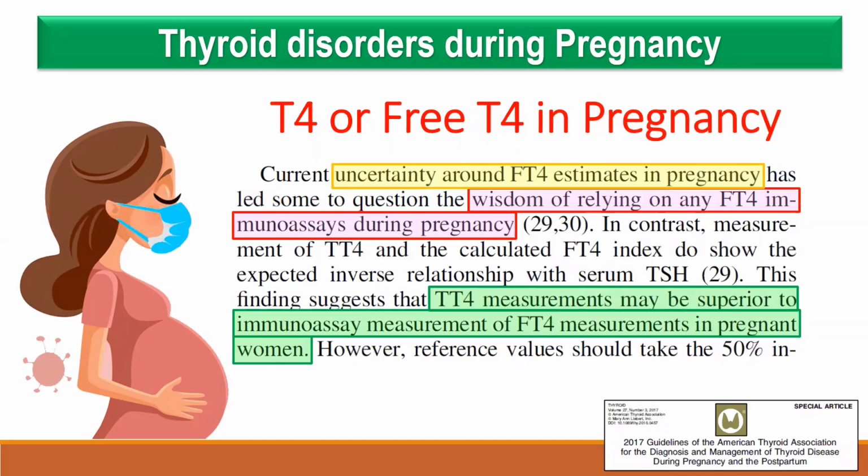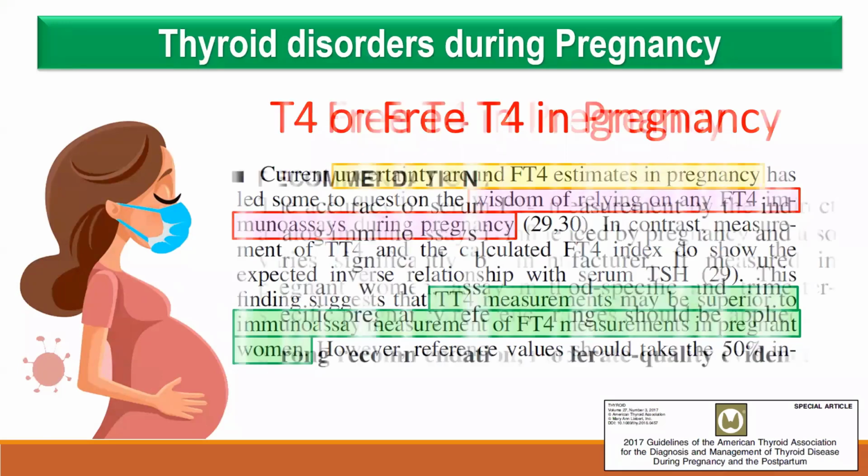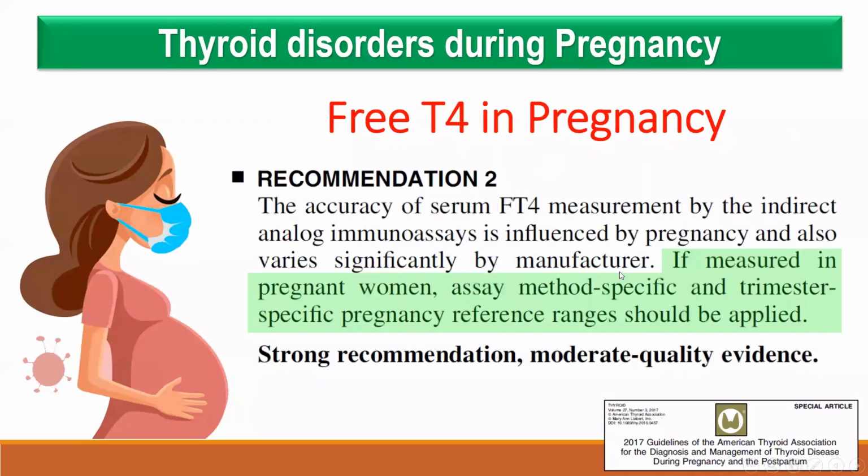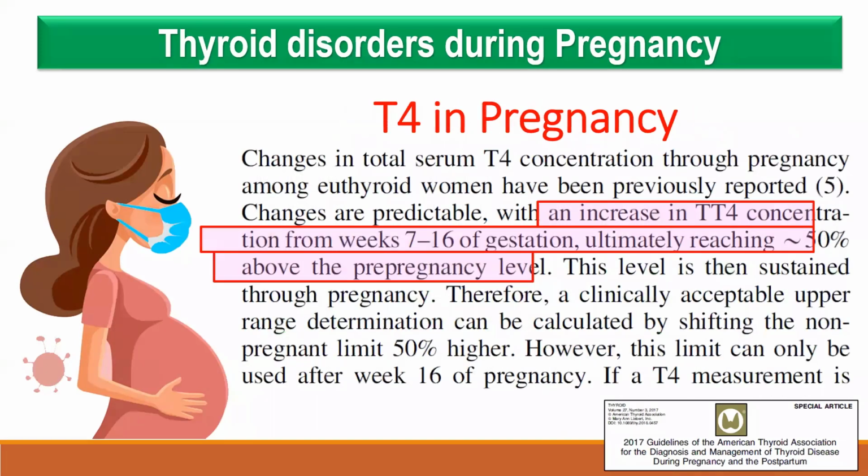There is current uncertainty around FT4 estimation in pregnancy, and the wisdom of relying on any FT4 immunoassay during pregnancy is questionable. In the guidelines, they recommend that total T4 measurement may be superior to immunoassay measurement of FT4. Why is FT4 not accurate? We should use a pregnancy-specific assay method, and the trimester-specific pregnancy reference range should be applied, and this actually is not available in most of our labs.